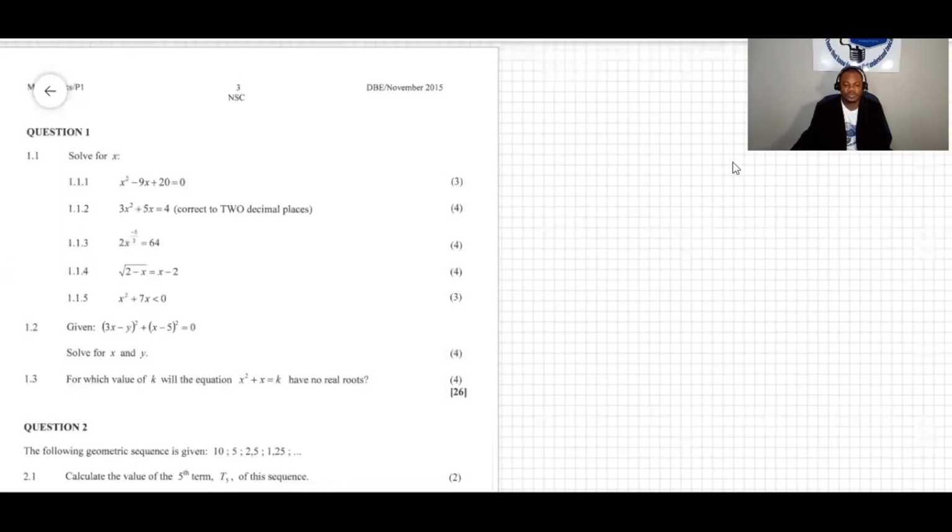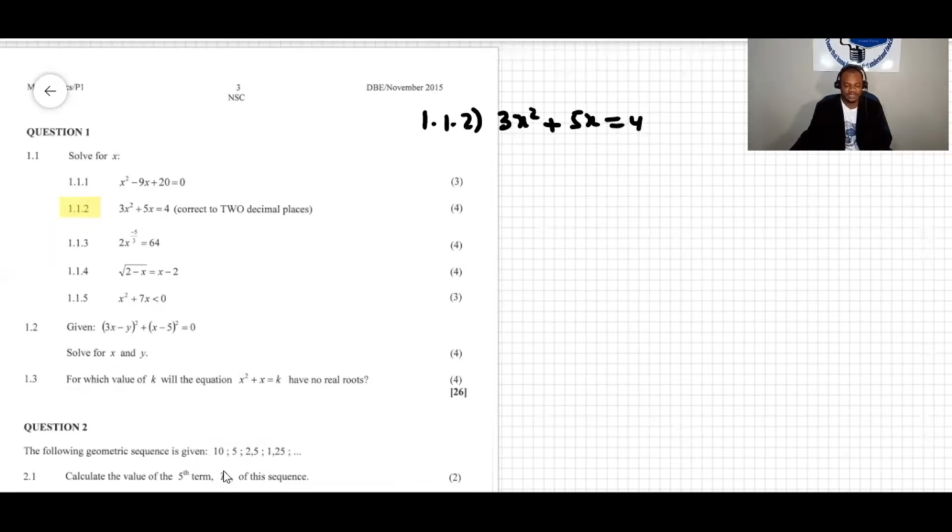We're doing question 1.1 that says solve for x. In the previous video, we did question 1.1.1. Now we're going to do question 1.1.2. The question says solve for x, 3x squared plus 5x is equal to 4. So I'm going to write here question 1.1.2, 3x squared plus 5x equal to 4, correct to 2 decimal places.